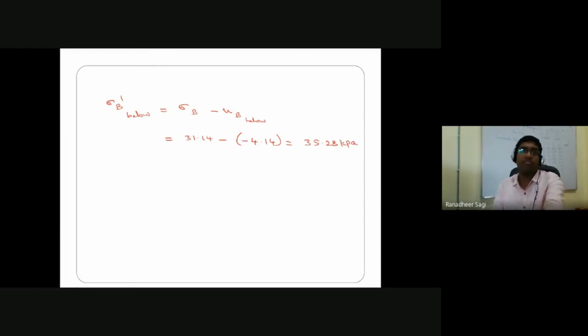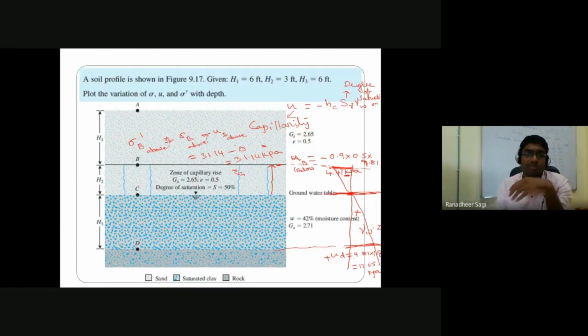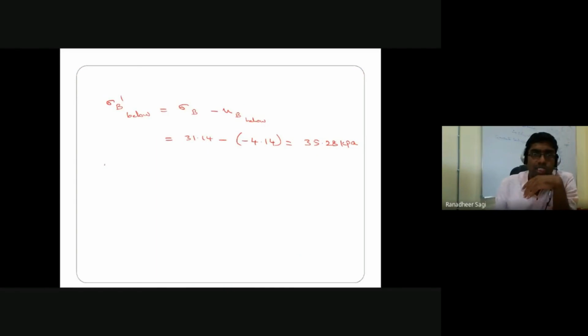And now we can go ahead and calculate how much is my total stress at point C, pore water pressure at point C, and effective stress at point C. So total stress at point C is because of the material over and above your point C. That is first H1 meters of soil strata and H2 meters of soil strata. H1 meters of soil strata has a dry density value of 17.33 into the height, which was 1.8 meters, plus soil strata 2.